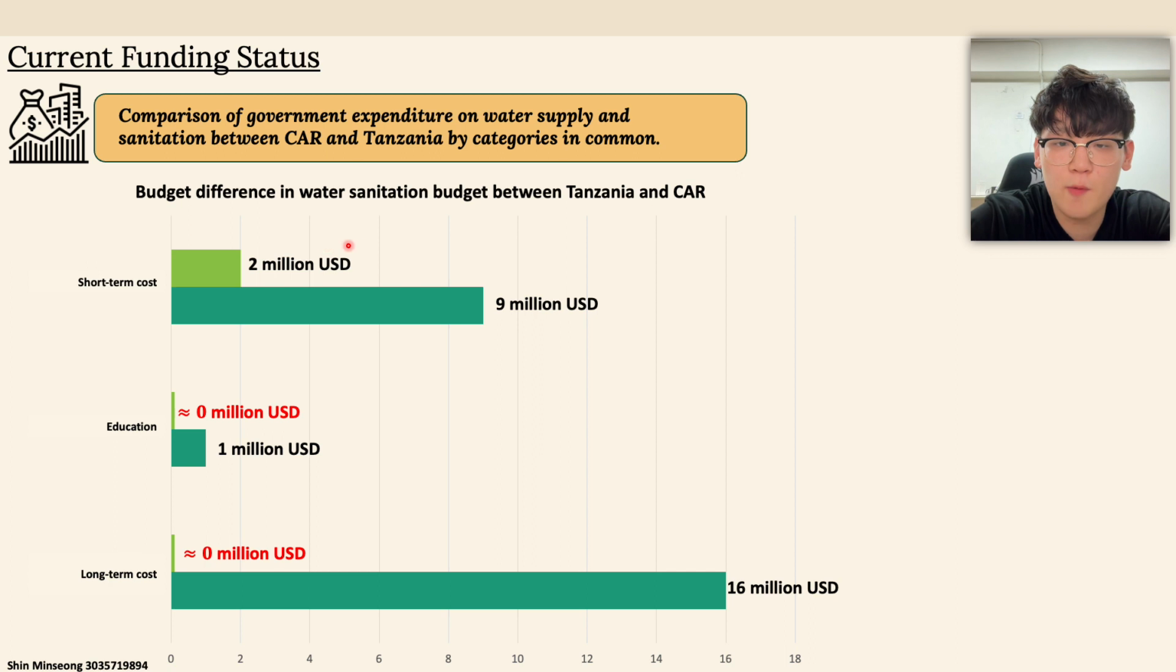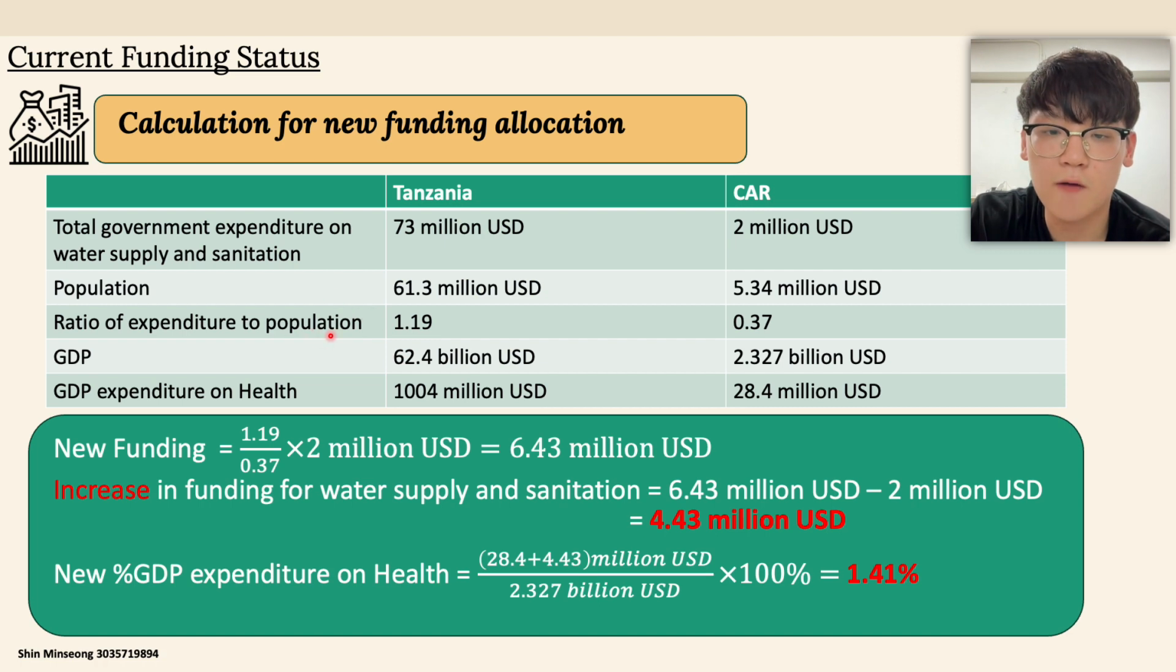This slide shows the government expenditure on water supply and sanitation of Tanzania and CAR. As you can see, considerable differences in the magnitude of investment in each sector exist. However, we must consider population difference and GDP differences between the two countries. For the correct allocation of funding, I performed the following calculations in the slide.